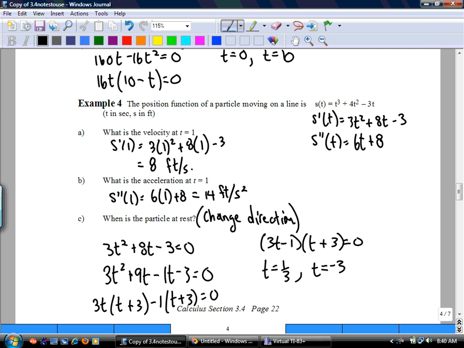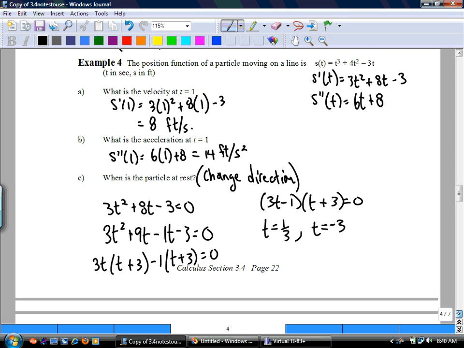Yep. You could graph it too. Just do the zero command, right? Whatever floats your boat, man.